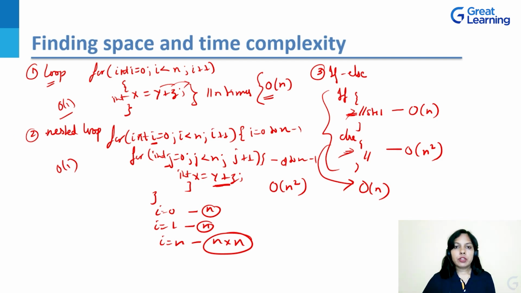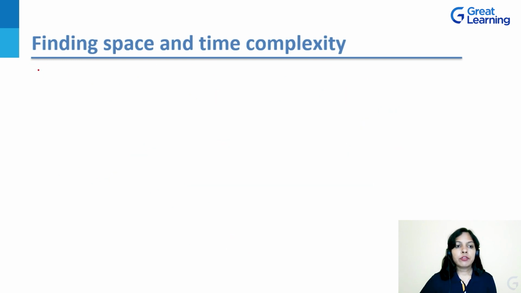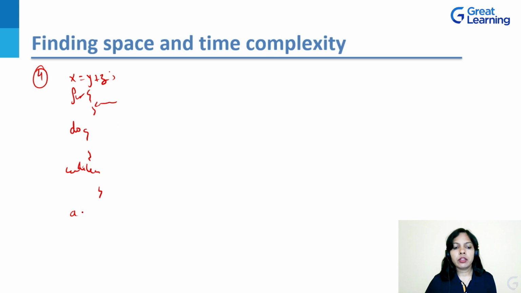Fine. Let's see the fourth aspect, where there are other statements also along with these looping constructs and conditional statements in a given program or code. So now the fourth condition which I'm going to see here is that suppose there is a statement, x = y + z. Then there is a for loop over here. Then there is maybe a do while loop, so it does something and then the while condition is there. Then there is again maybe some statement here, maybe a = a++.